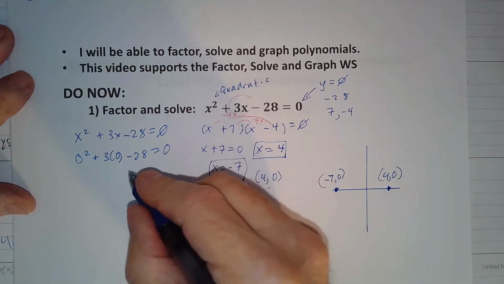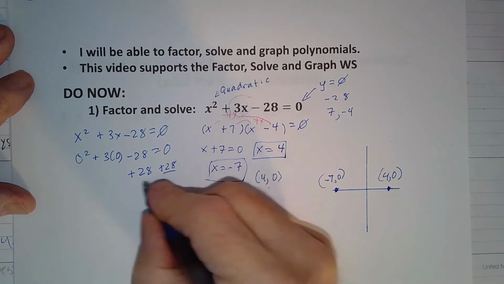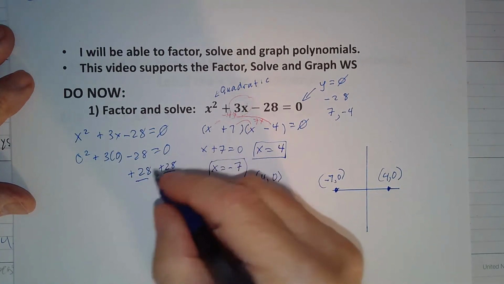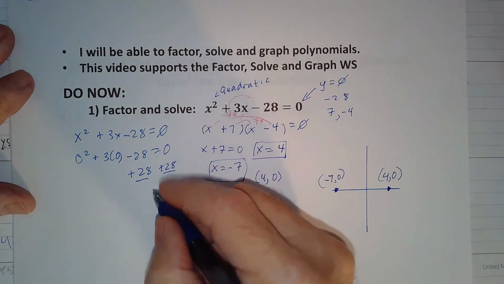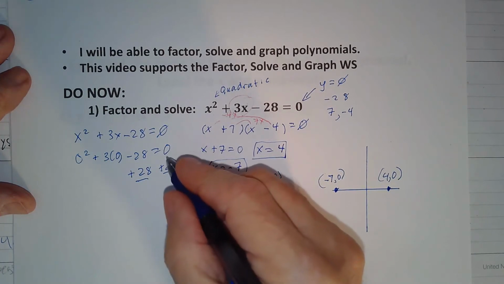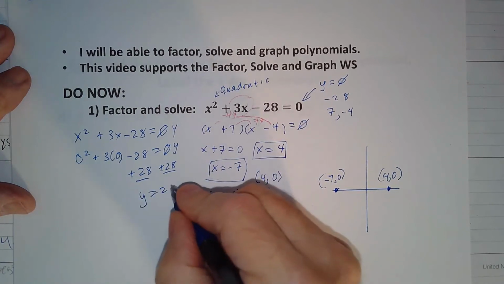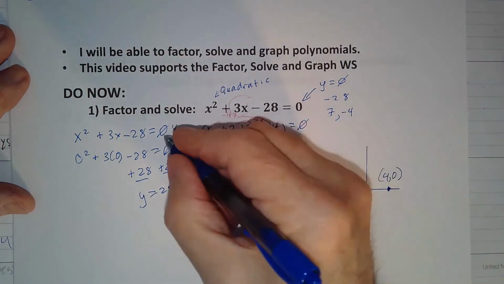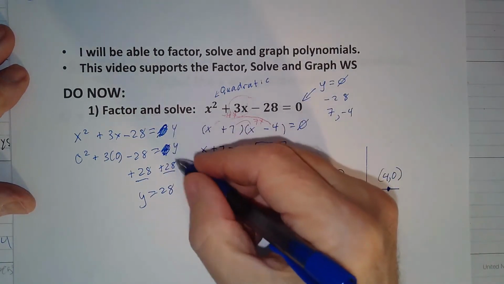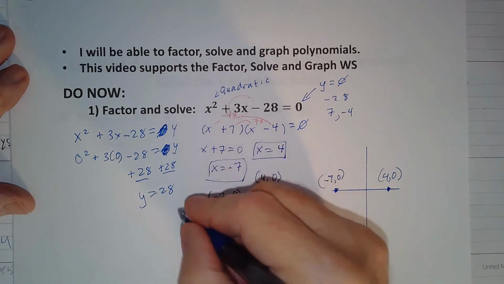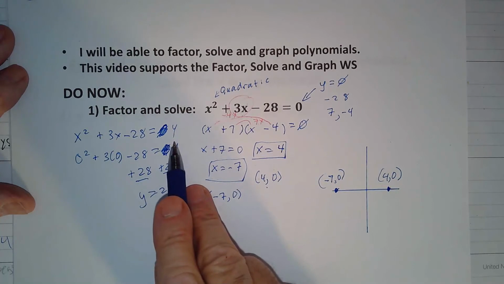We're going to add the 28 first to both sides. And so we get, well, you're looking at this and you're saying, oh, well, this can't be it. You got 0 and you got a 28. Well, this is really your y. So y equals 28, right? So let's take the 0 out here and just use the y. So y equals 28. Again, x squared plus 3x minus 28 equals y.